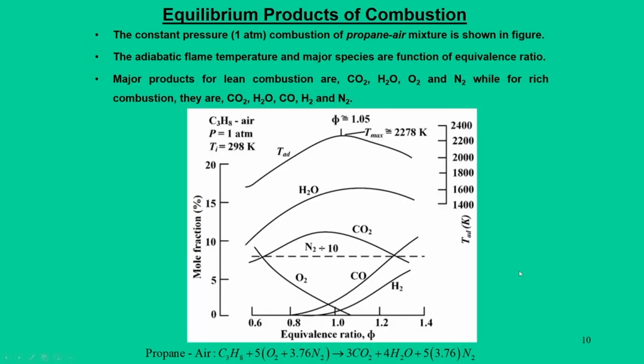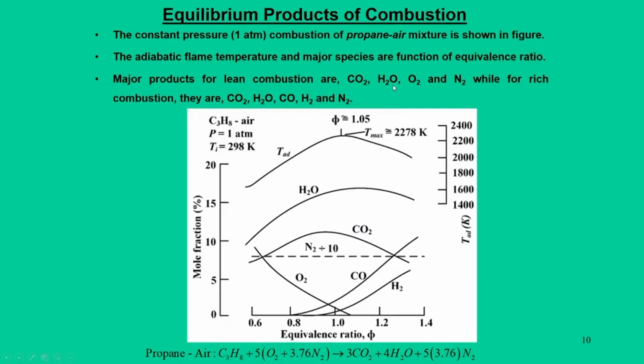Let us understand here. We can have two situations: the mixture can be lean or rich. Lean means it is low in fuel, with more air. Rich means it is rich in fuel, with less air. So, when we have lean combustion, the major products should be CO2, H2O, O2 and N2. That is quite obvious, because we do not have sufficient fuel, so we will have oxygen in the products.